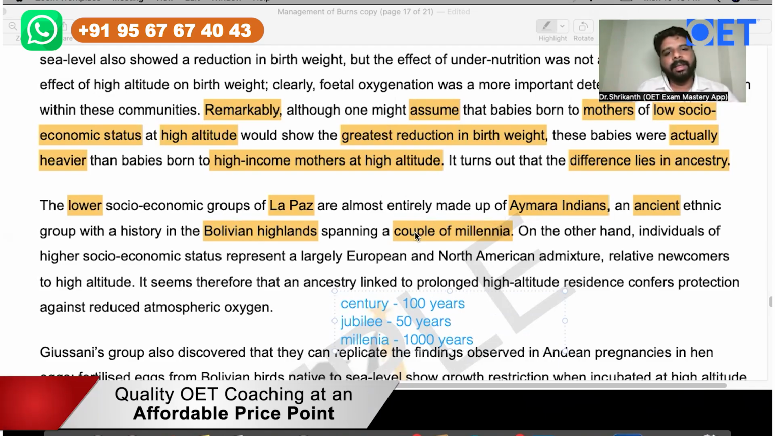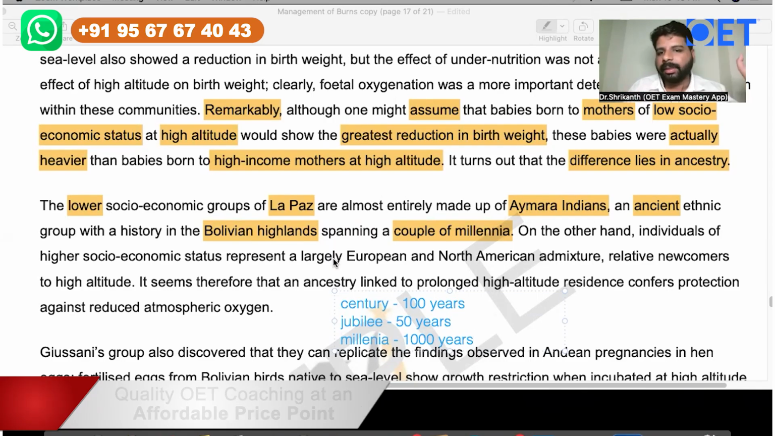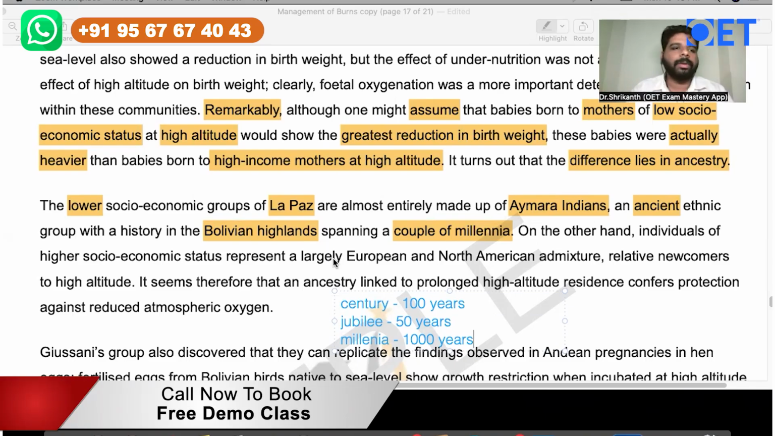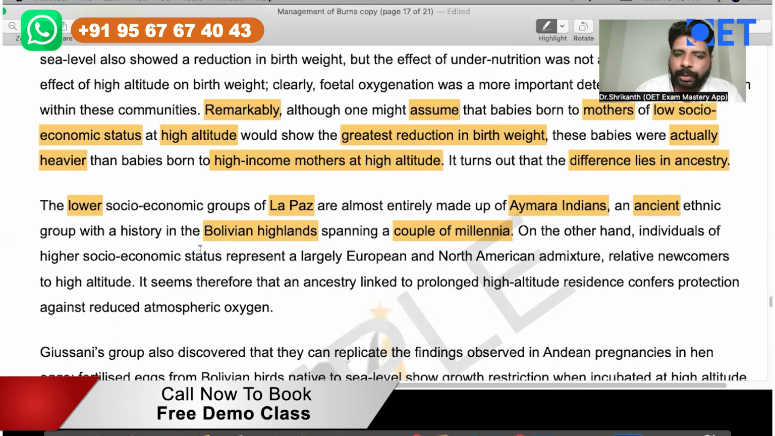Instead of saying that most of the poor people living in La Paz are basically tribal people who have been living here for the past 2000 years, if they want, they can simply write like that, but they will not. Okay, they will try to write advanced vocabulary like this. Anyway, you have understood the meaning.